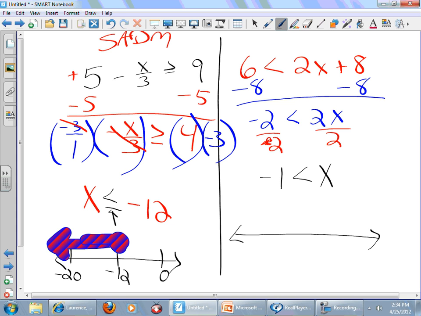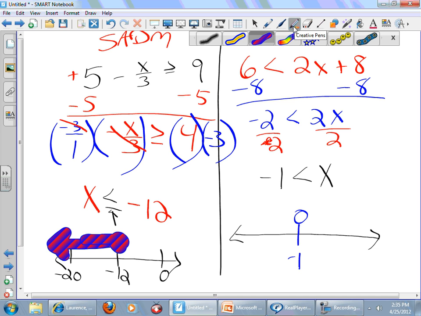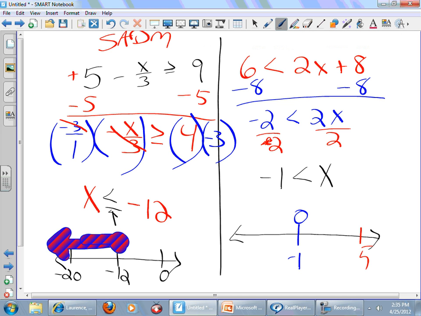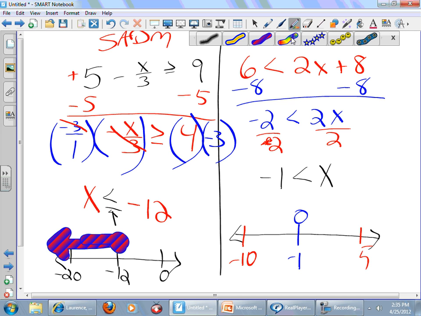Now, if any of you have ever learned you just shade the way the inequality is pointing, please forget that. It is not true. I'm going to show negative 1. Okay, it's not equal to, so I'm going to put an open circle. And I'm going to shade. Well, let me see. I need a number bigger than negative 1. How about 5? And a number smaller than negative 1, negative 10. And now I'll see which one gives me a true statement.